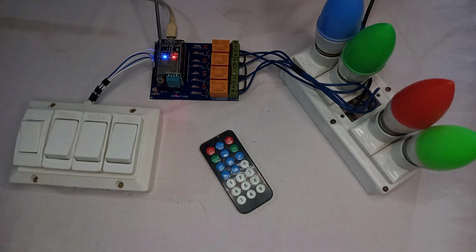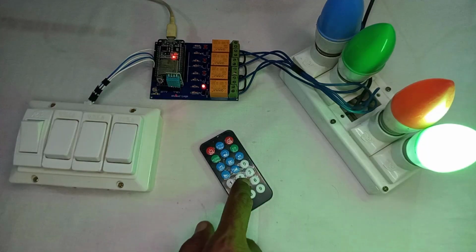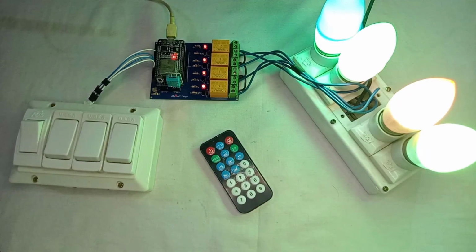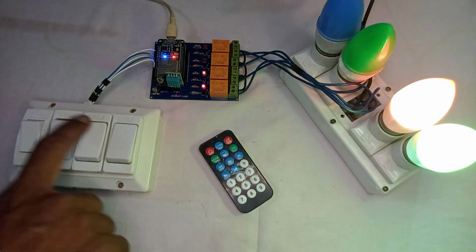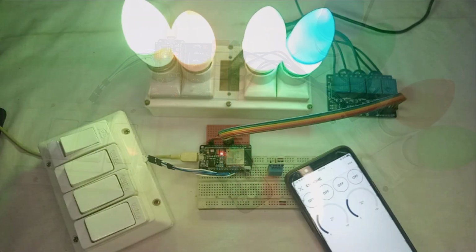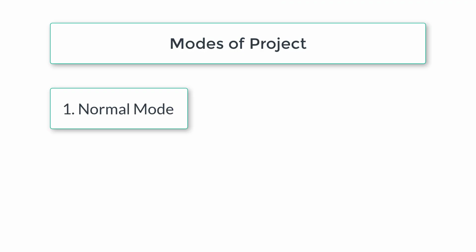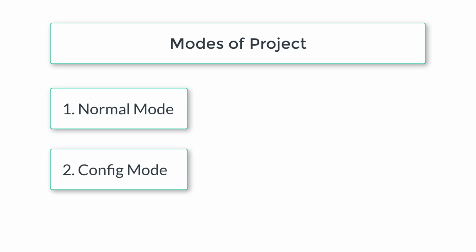Next, this blue LED is the status LED. If it is on, it means you are connected to the internet. And when it is off, it means you are disconnected from the internet. But you can still control the relays using your remote control, or you can use switch buttons. I have also added the temperature and humidity sensor in the project to monitor the real-time temperature of the room using Blynk app.